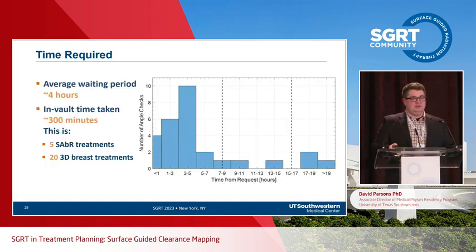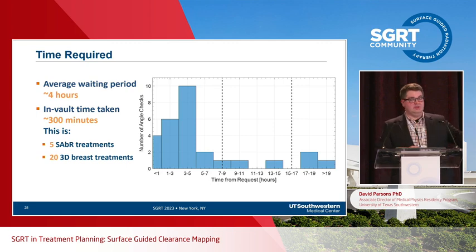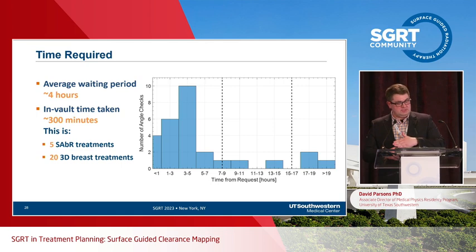We can also then look at the time savings, which for us, when we're treating 4,000 patients a year, is a big deal. So here's a plot showing the number of angle checks on the vertical and the time from when the dosimetrist requested it to when the angle check was done in the vault, in which case the black dashed lines show you a clinical day. So on average, we're pretty quick at these. We do them every day, with usually several a day.